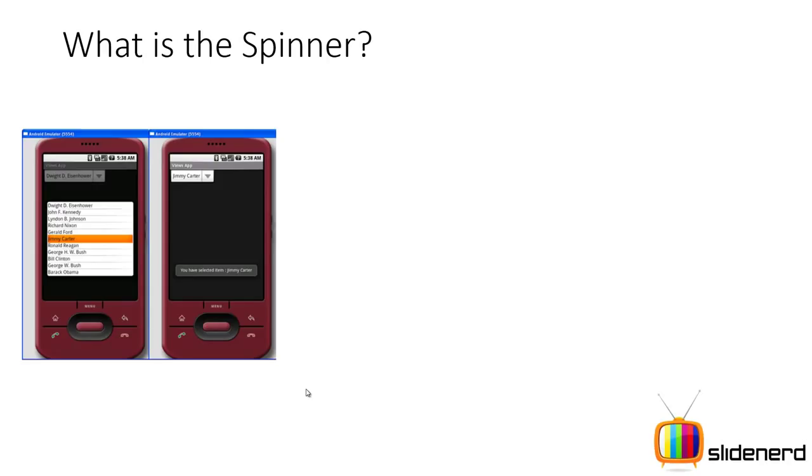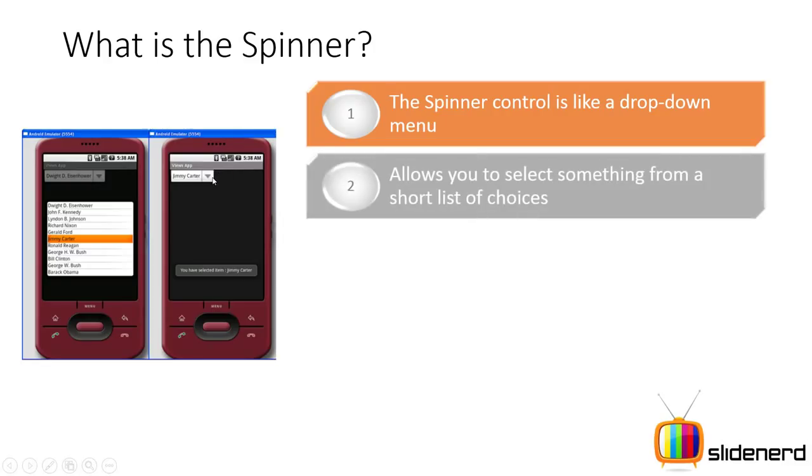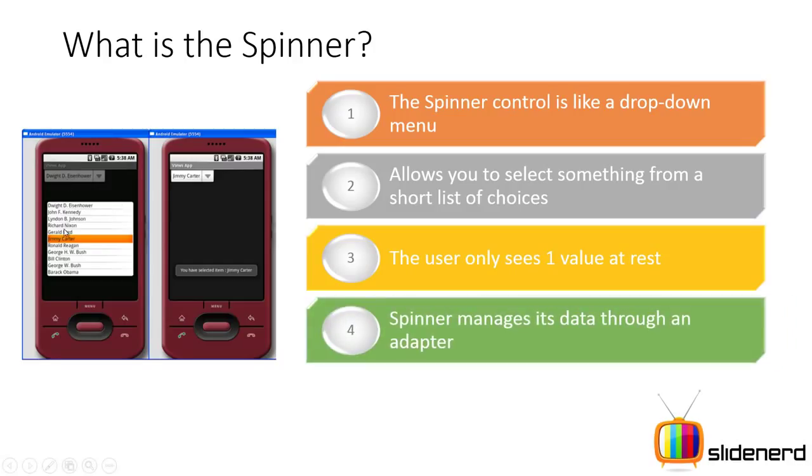The spinner exists in two states. On the right hand side, as you notice, the spinner is undisturbed, but when the user clicks on the arrow, he sees a list of all the available options and he can pick one of the options from those choices. This data inside the list is managed with the help of an adapter by the spinner.